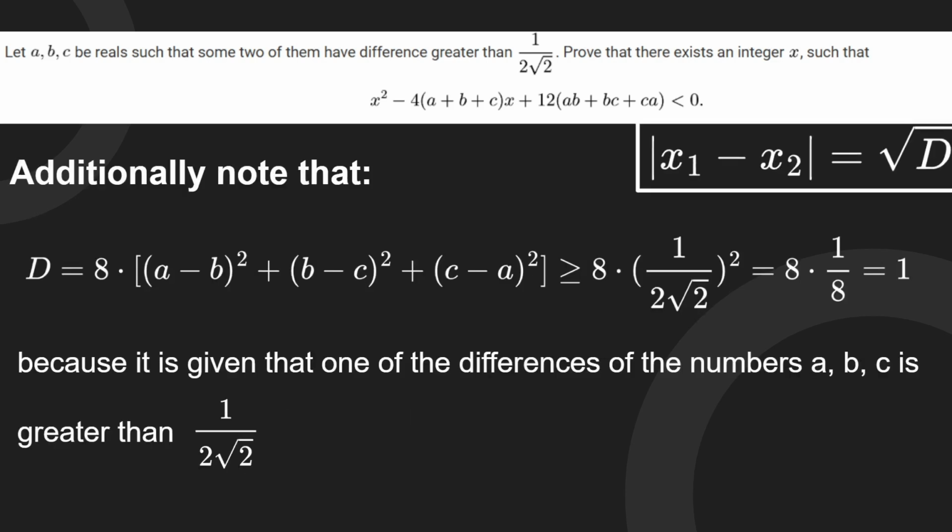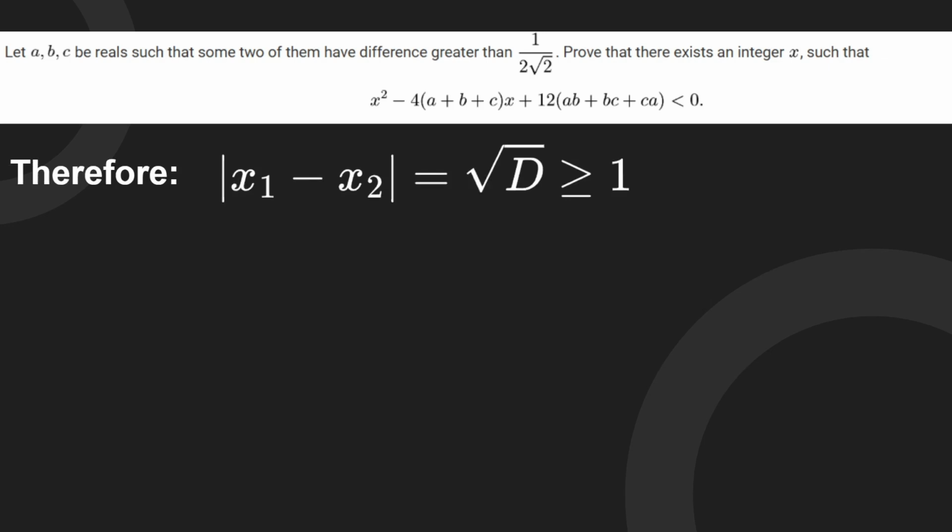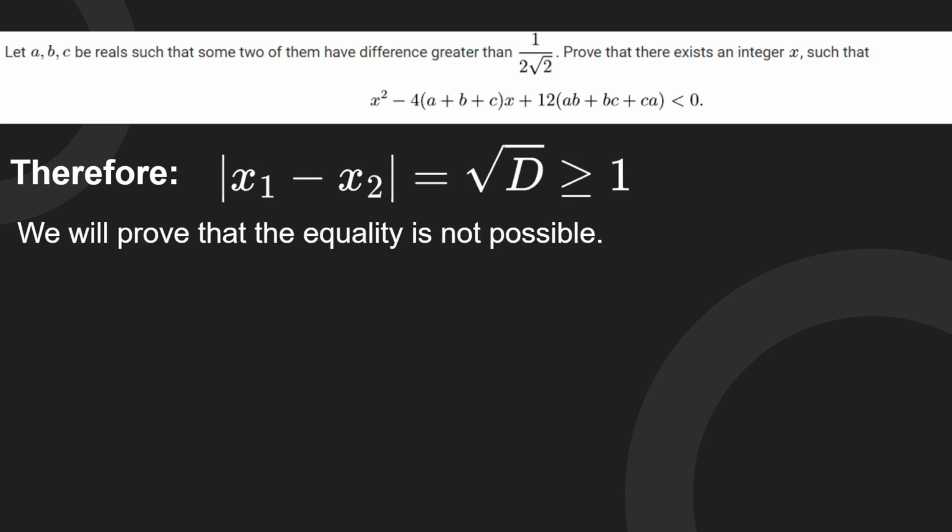Additionally, let's note that the discriminant is greater than or equal to 1, and that happens because one of the squares is greater than or equal to (1 over 2 times the square root of 2) squared. Supposing that, for example, (a minus b) squared is equal to (1 over 2 times the square root of 2) squared, and the other two squares are zeros, then D is greater than or equal to 8 times (1 over 2 times the square root of 2) squared, which is equal to 8 times 1 over 8, which is just 1. Therefore, the distance of x1 and x2 is greater than or equal to 1.